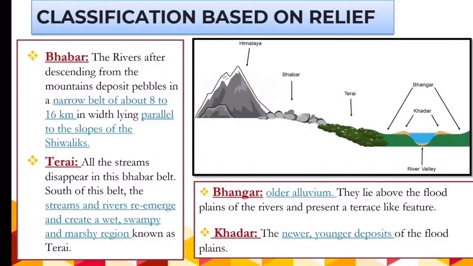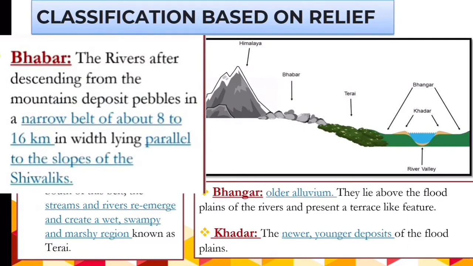Classification based on relief talks about the sediments brought down by the rivers. As the rivers descend from the mountainous areas, they bring a lot of sediments along with them. The deposition of these sediments in the plain areas leads to the formation of an 8 to 16 kilometer stretch. In this, the pebbles are deposited, lying parallel to the slopes of Shivalik, as soon as the river enters into the plain areas. This belt is known as the Babar belt.